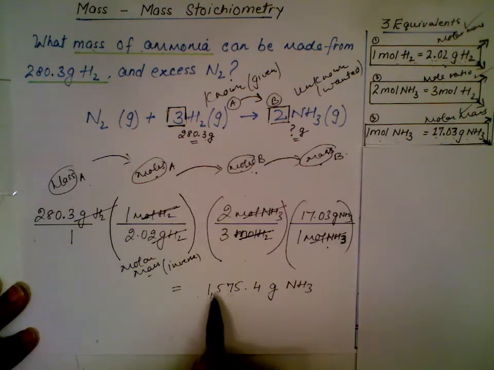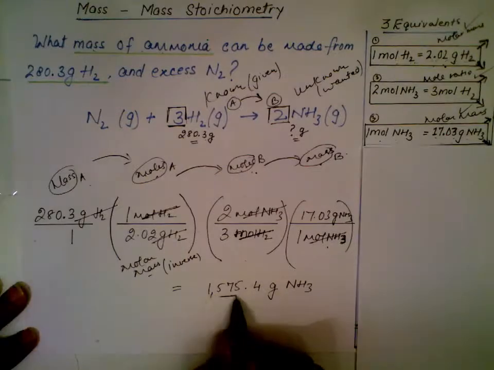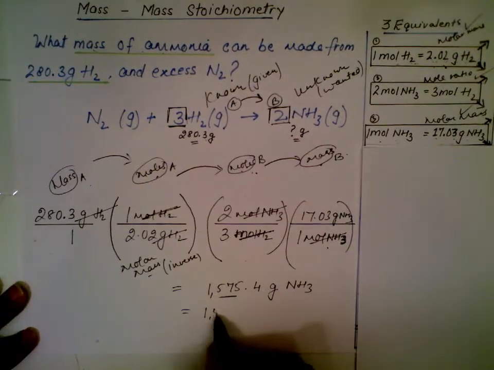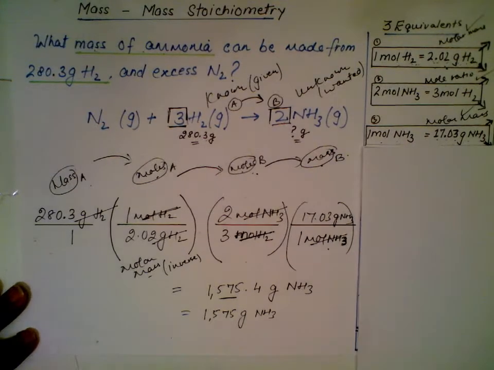Alright, now one more thing. Let's see, we have significant figures as well. 1, 2, 3, 4. 1, 2, 3, 4. So only 4 significant figures. Grams of ammonia. Now if you want to be fancy, you can put your answer in scientific notation. Otherwise, I'm fine. You can leave it like this.